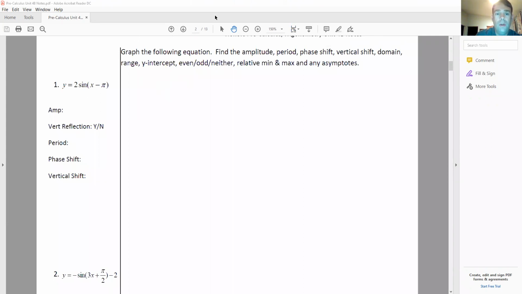All right, so whenever we're first given a graph, we start off and we have to label our A, our B, our C, and our D. So A here is 2.